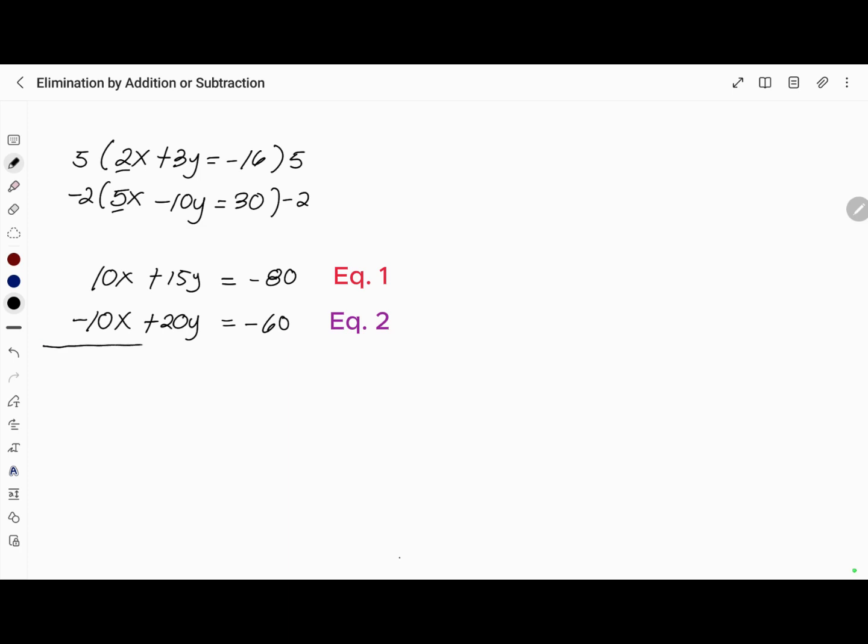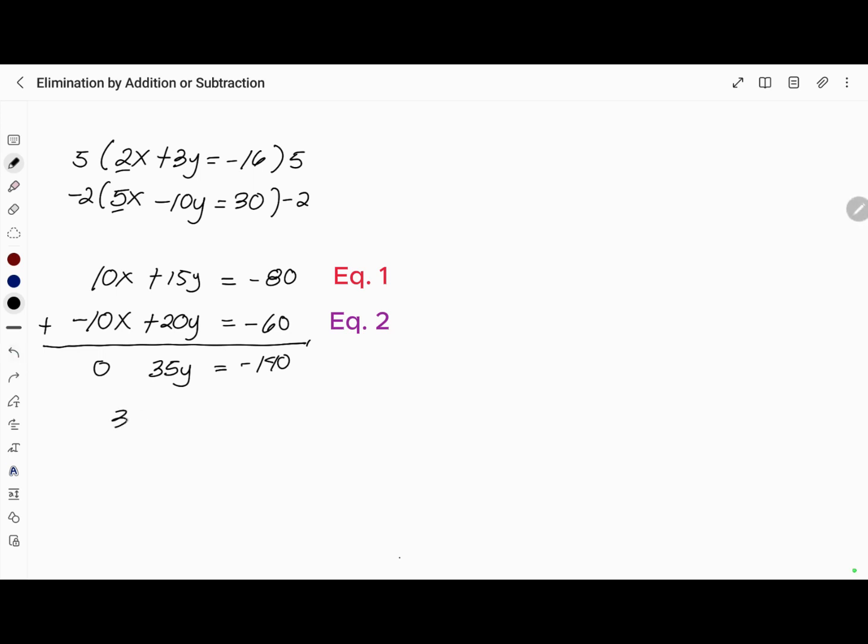Then let's add. 10x minus 10x, that is 0. 15y plus 20y, that is 35y. Then negative 80 minus 60, negative 140. So now we have a new equation.